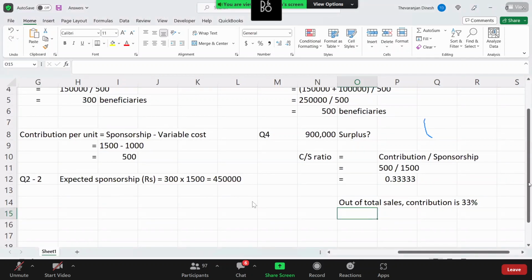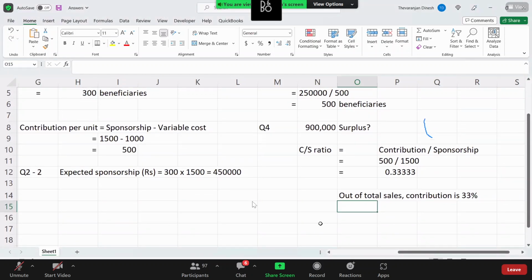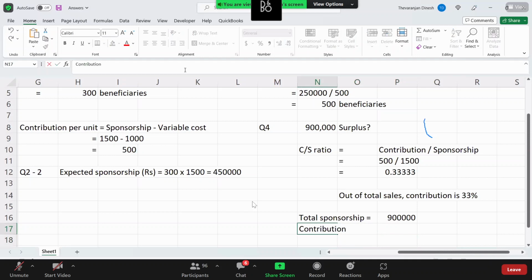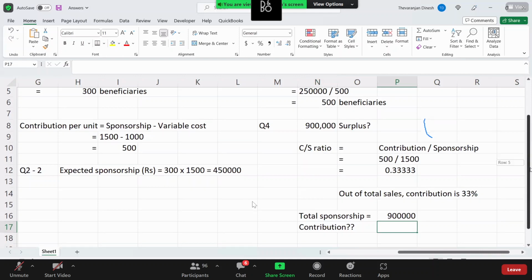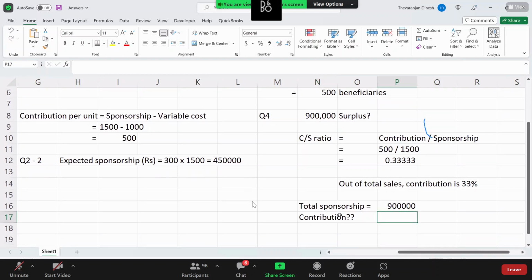So out of total sales, contribution is 33%. Now we know the total sponsorship. They have given in the question that it is 900,000. If the total sponsorship is 900,000, then what is the contribution? Anyone? The CS ratio tells 33%. So what is the contribution?